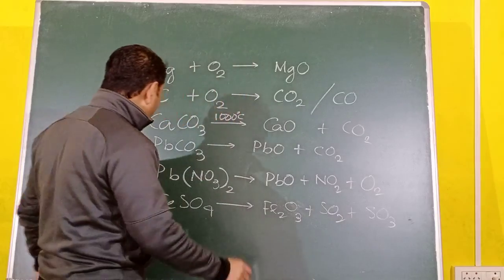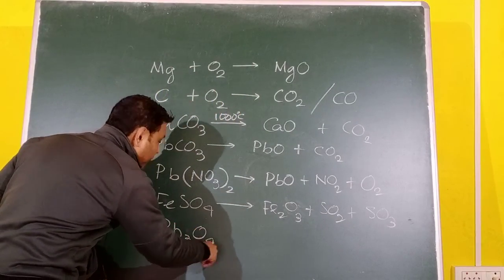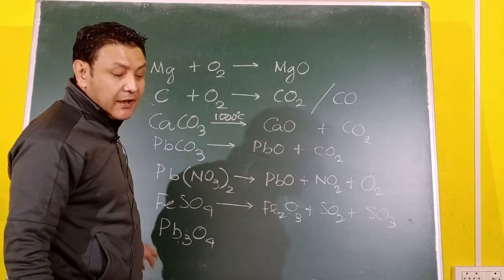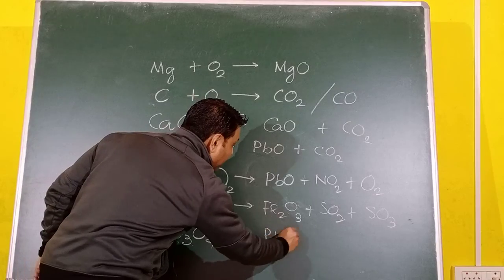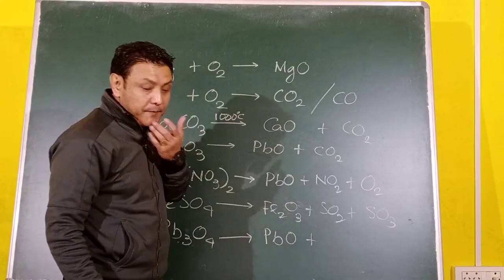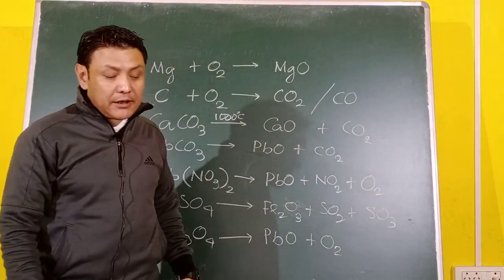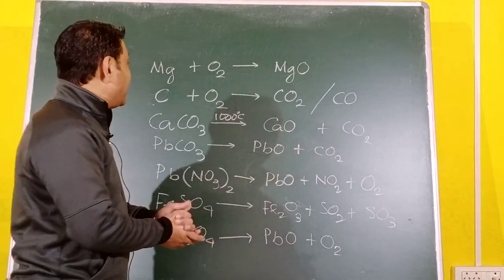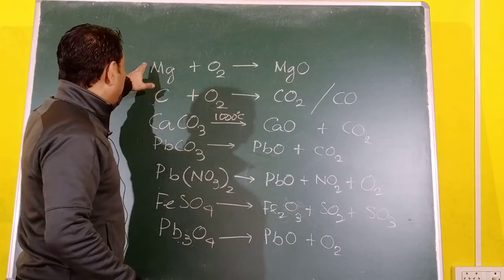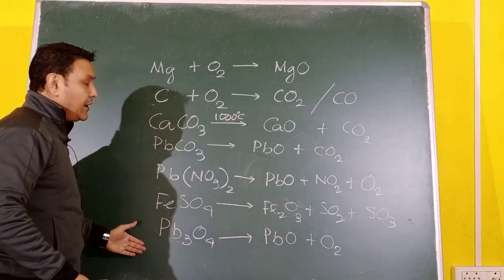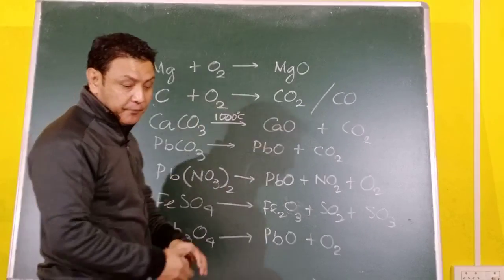Similarly, Pb3O4, trilead tetraoxide, decomposes into PbO plus O2. Oxygen gas will be produced. So these are the ways in which we can get oxides, like by direct combination and by these decomposition reactions of a carbonate, nitrate and a sulfate.